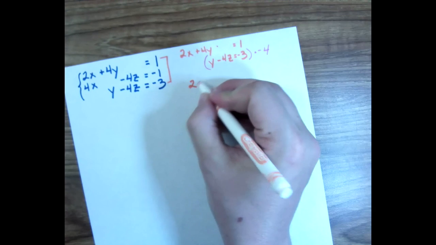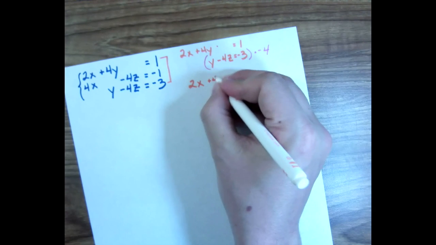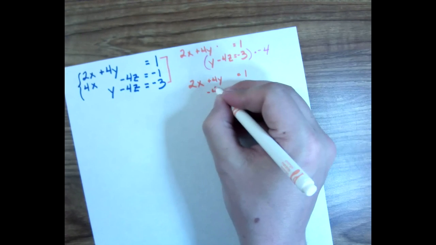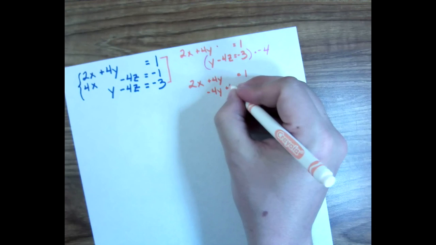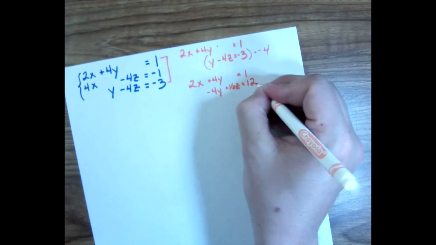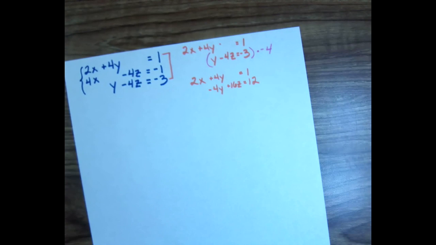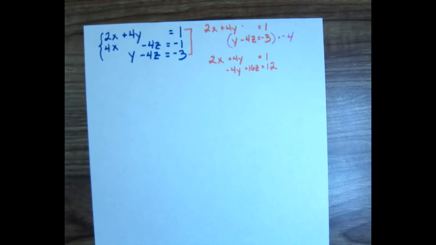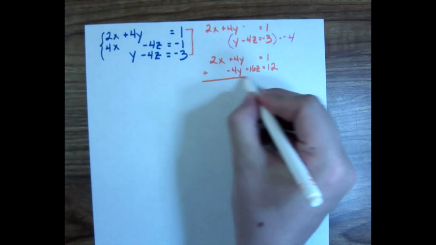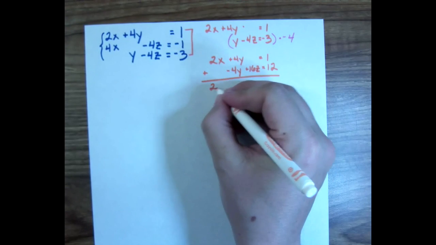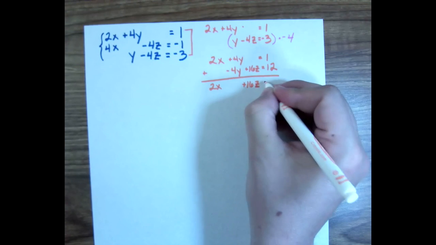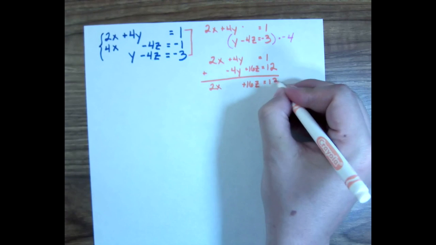So the top's going to stay the same. 2x plus 4y equals 1. And negative 4y plus 16z equals positive 12. Okay, so adding these two is going to eliminate the y's. So that's good. So 2x plus 16z equals 13.